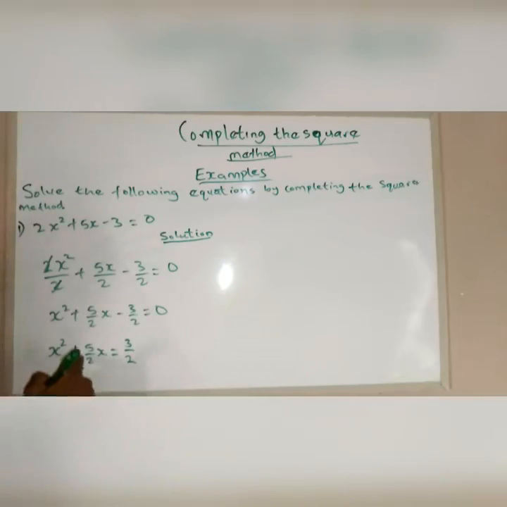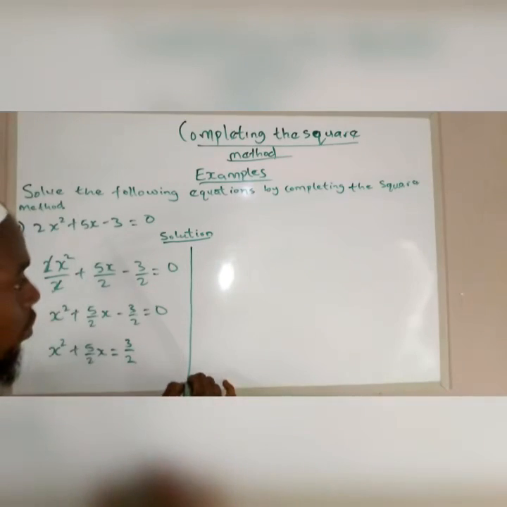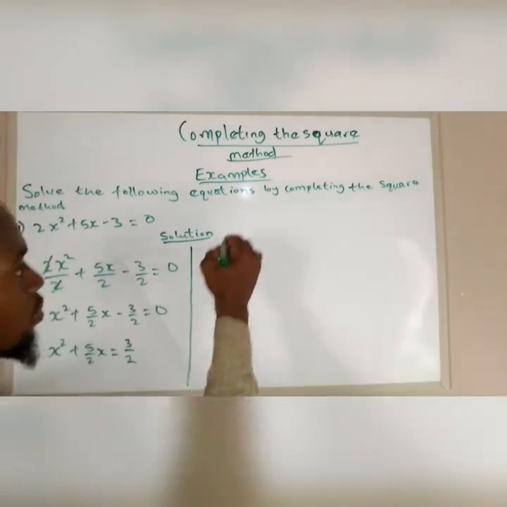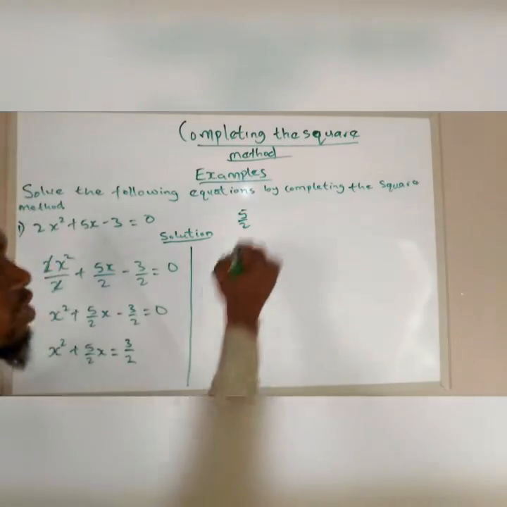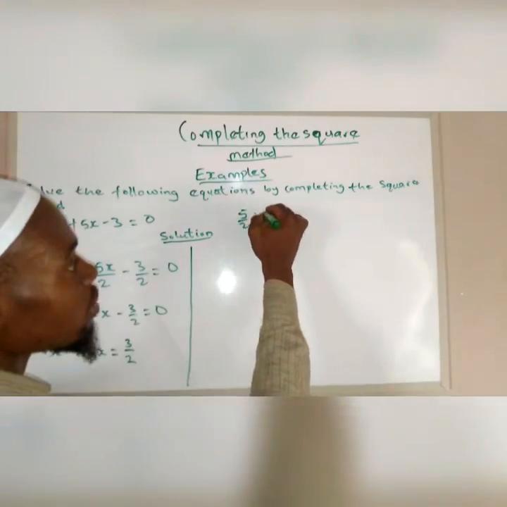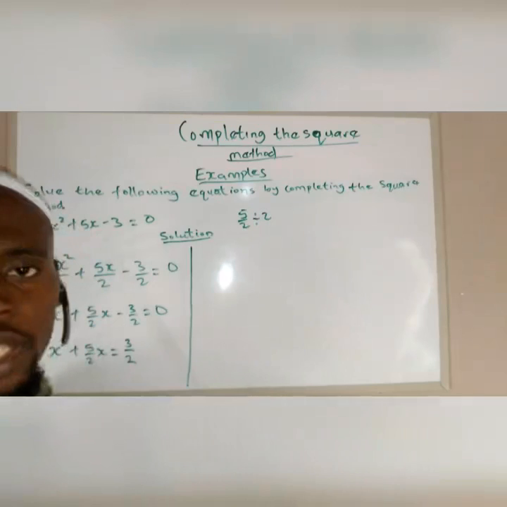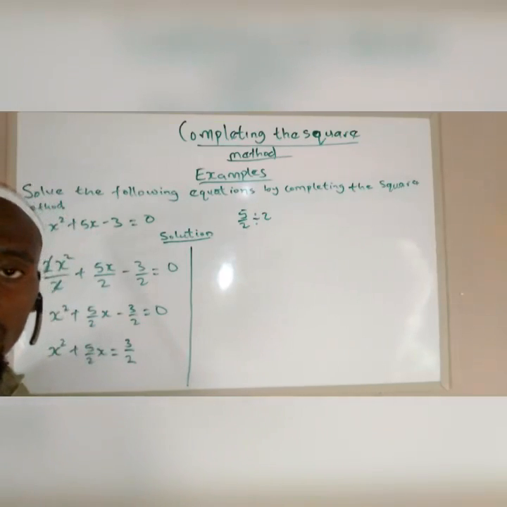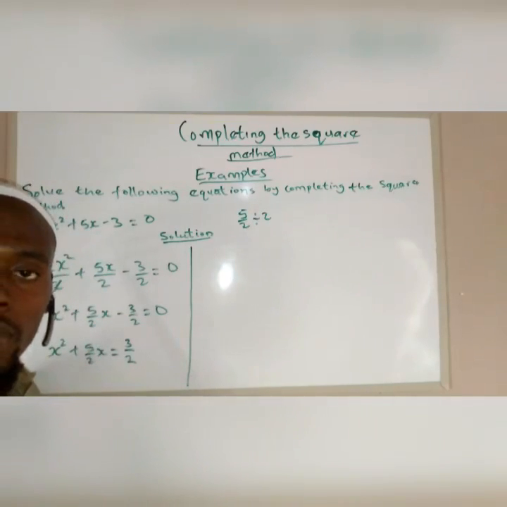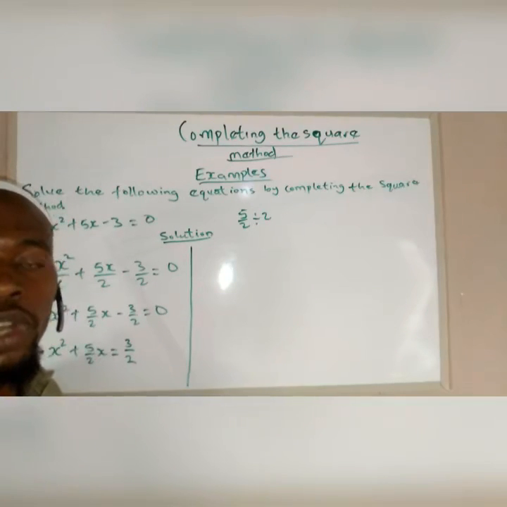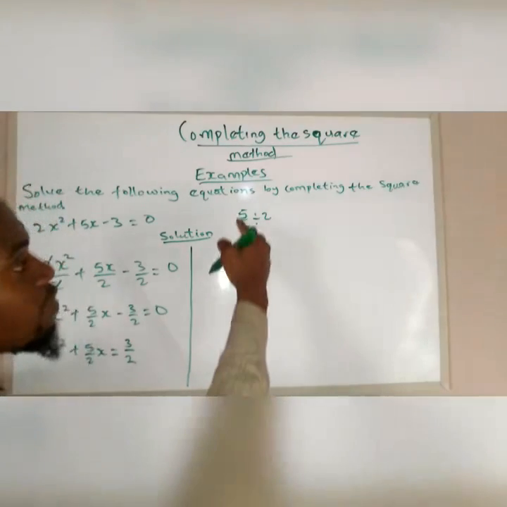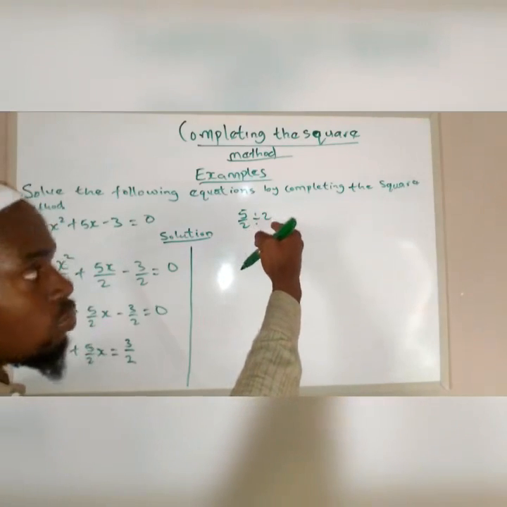So here, the coefficient of x is 5 over 2, right? We have our coefficient of x to be 5 over 2. Divided by 2, that is 5 over 2 divided by 2. Now, this is a fraction. How do we divide a fraction? What we are going to do here is make use of the reciprocal. So it is 5 over 2 divided by 2.